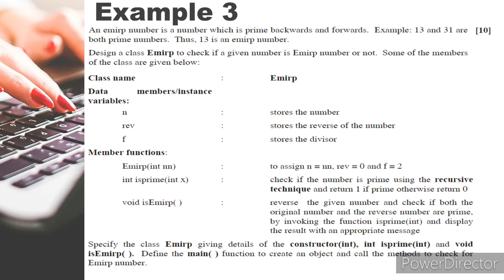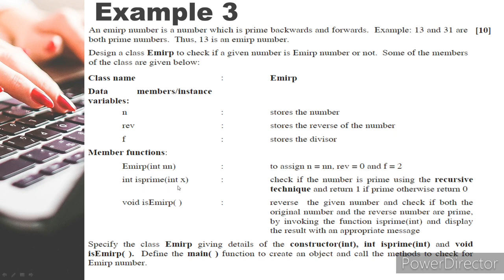Another one is e prime. 3 variables are here as data members: int n, rev and f. E prime int nn is a parameterized constructor. We need to assign this nn to n. Rev is initialized by 0, and what I told earlier, that when we create a method to check whether it's prime or not using recursion, one supportive variable we need, which is 2 here, and this is given to the data member.